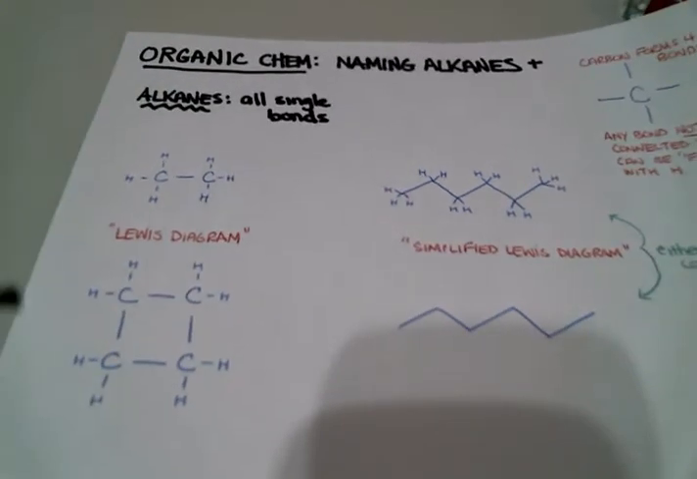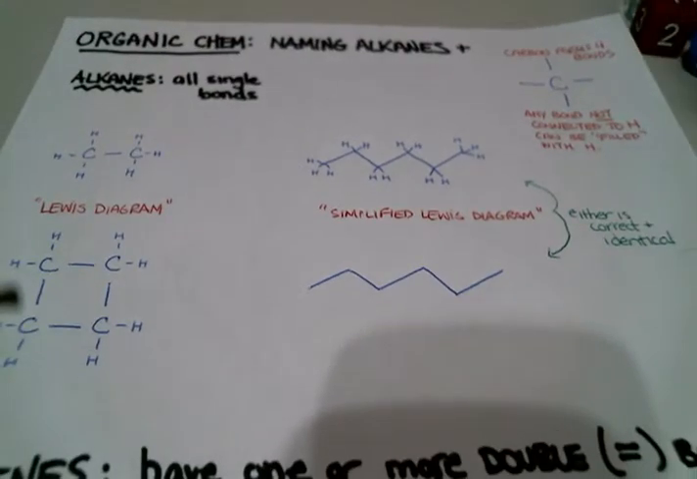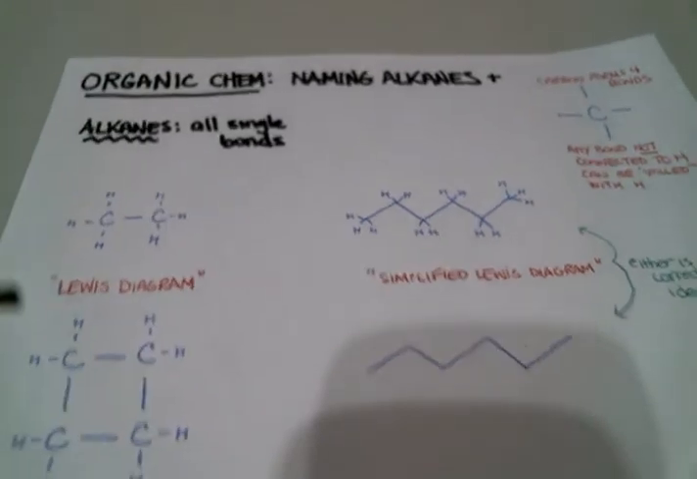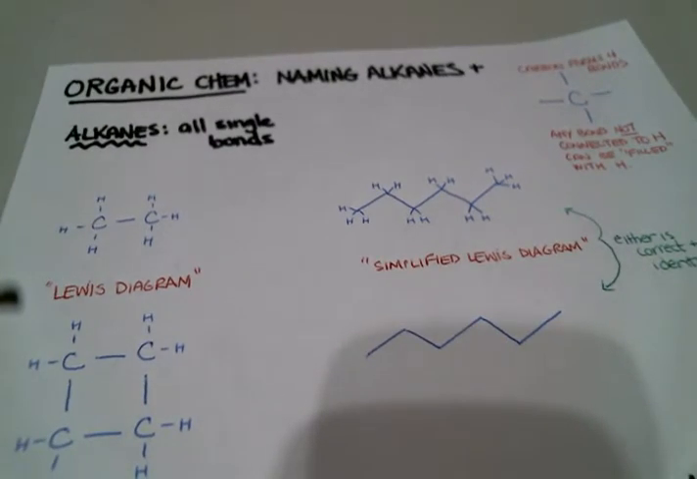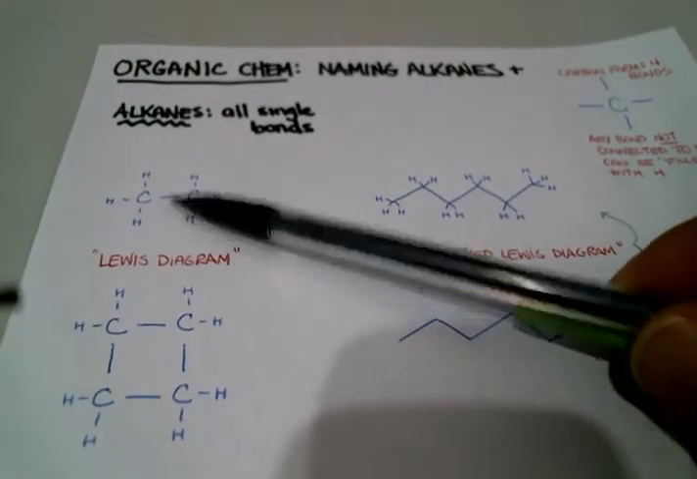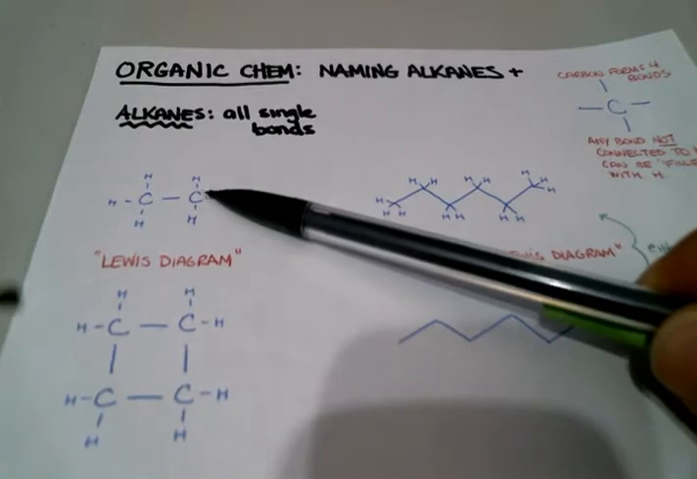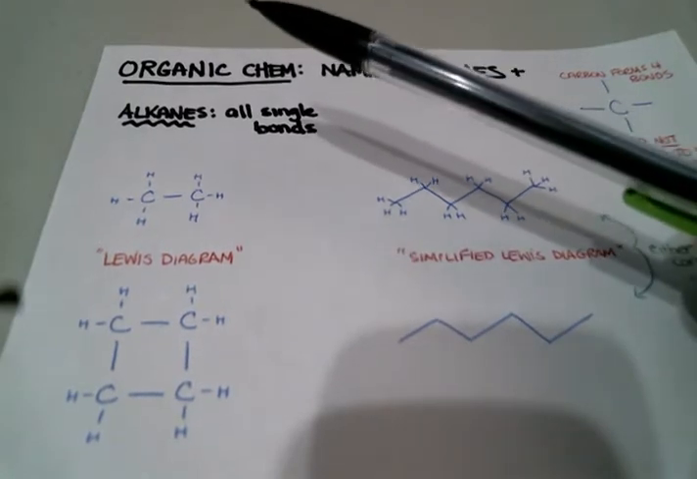Let's start by naming some basic alkanes. Alkanes always contain only single bonds, so you're not going to see any double lines on alkanes. You're only going to see single lines like this. And hydrogen can only have single bonds anyway, so you're only ever going to see single lines between hydrogen and anything else.